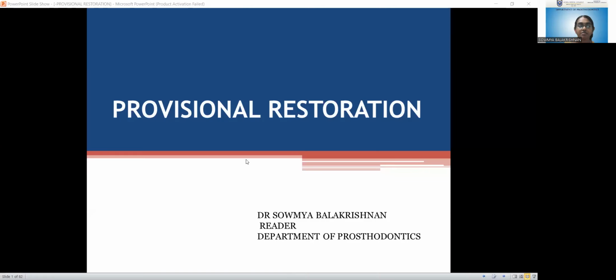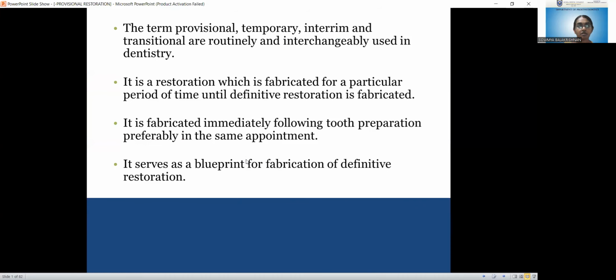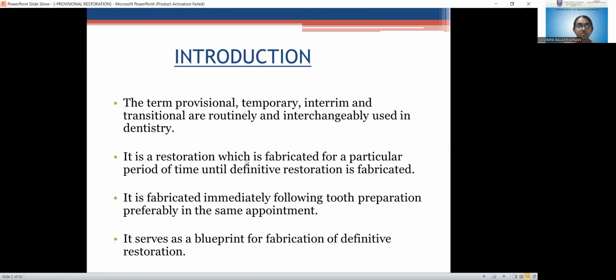So today's topic is about provisional restorations in FPD. So coming to the introduction, the provisional restoration is also called the temporary restoration, interim restoration, or transitional restoration. We can define the provisional restoration as the restoration which is fabricated for a particular period of time until the definitive restoration is fabricated.